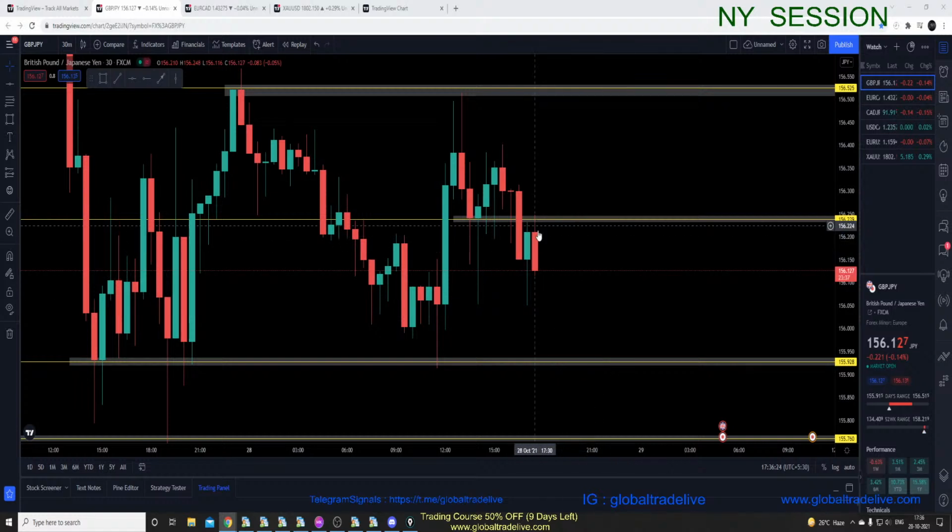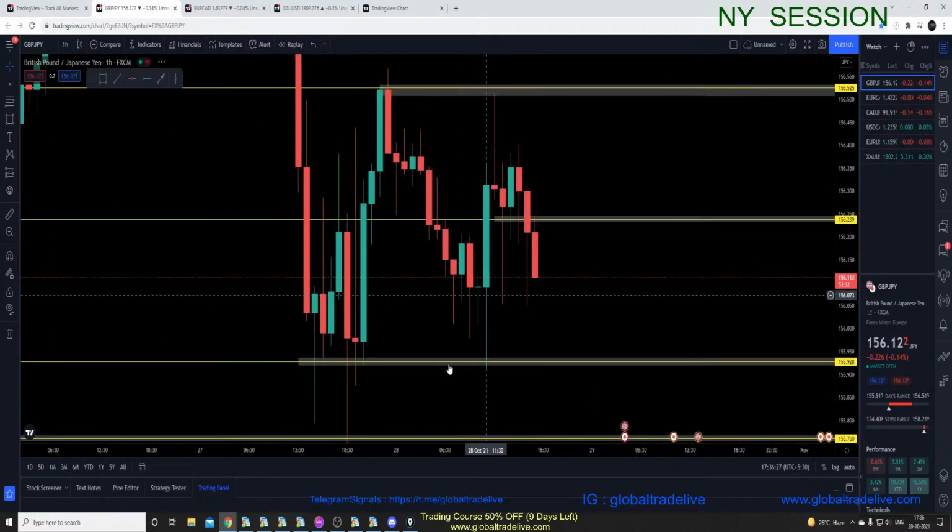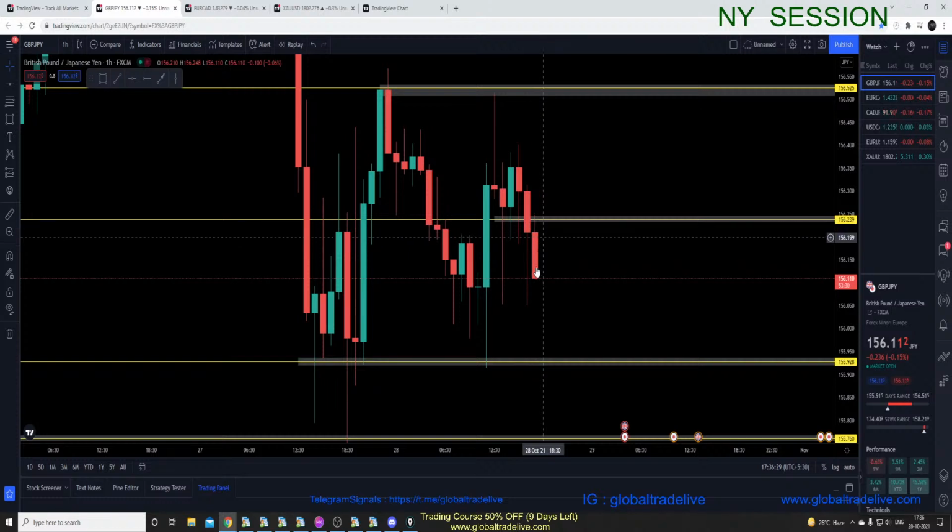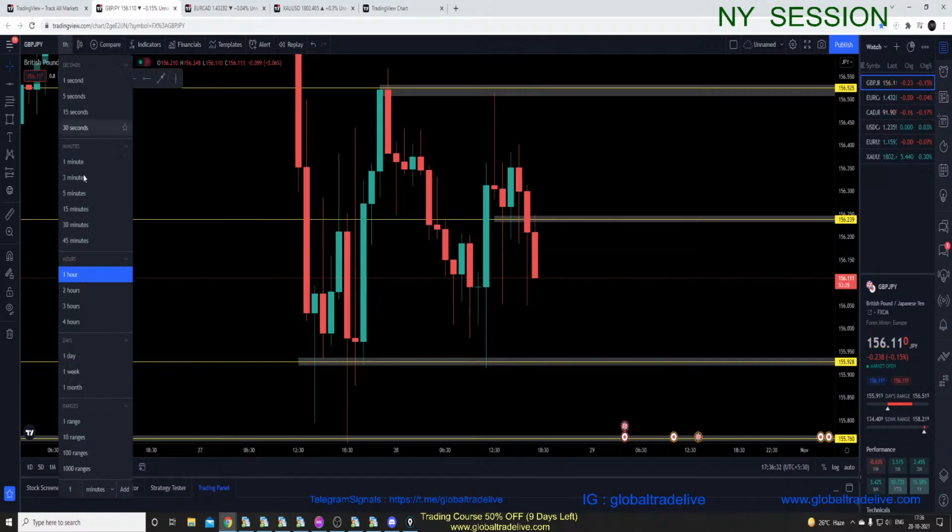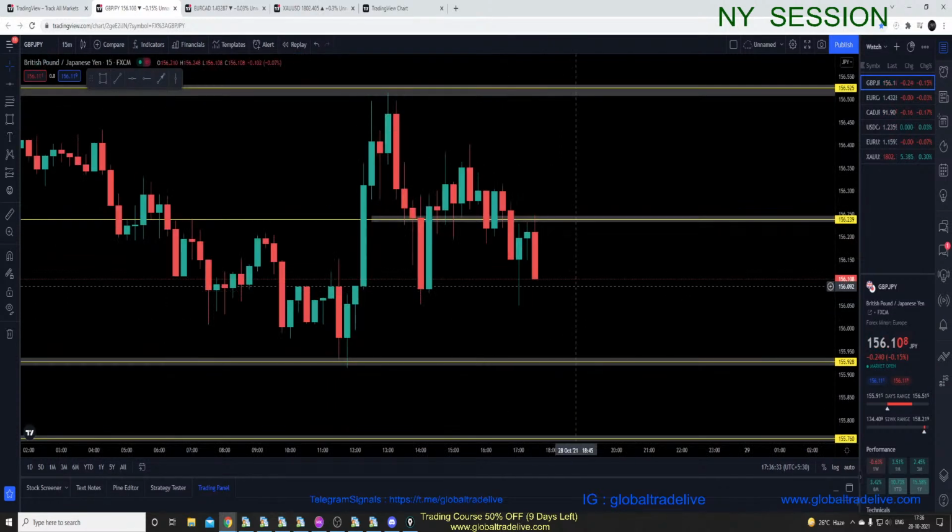So now GBP JPY is coming down, about to break the low. Let's have a look at the 1 hour. There is nothing right now.